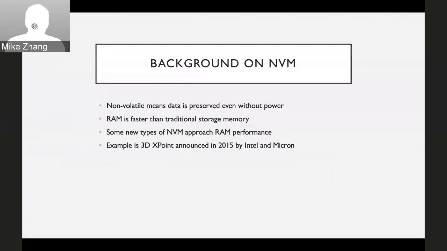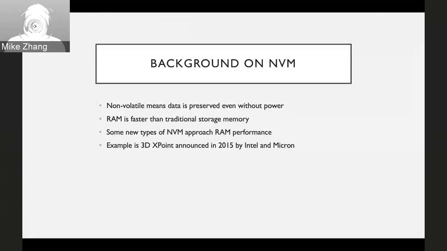So some background on what NVM is. Non-volatile just basically means that the data is preserved even without power. This is contrasted to RAM, which you lose your data once the power's off. So some examples include flash memory or hard drives. Traditionally, RAM is a lot faster, like orders of magnitude faster than the non-volatile memory we use for storage.